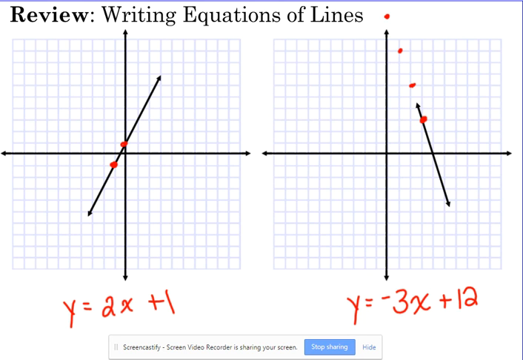Now, how can we check that? We plug in a point. Like this point's really easy right here, right? Because it's 1, 2, 3, 4, 0. So if we plug in 4, we should get 0 as the answer. So we're good.